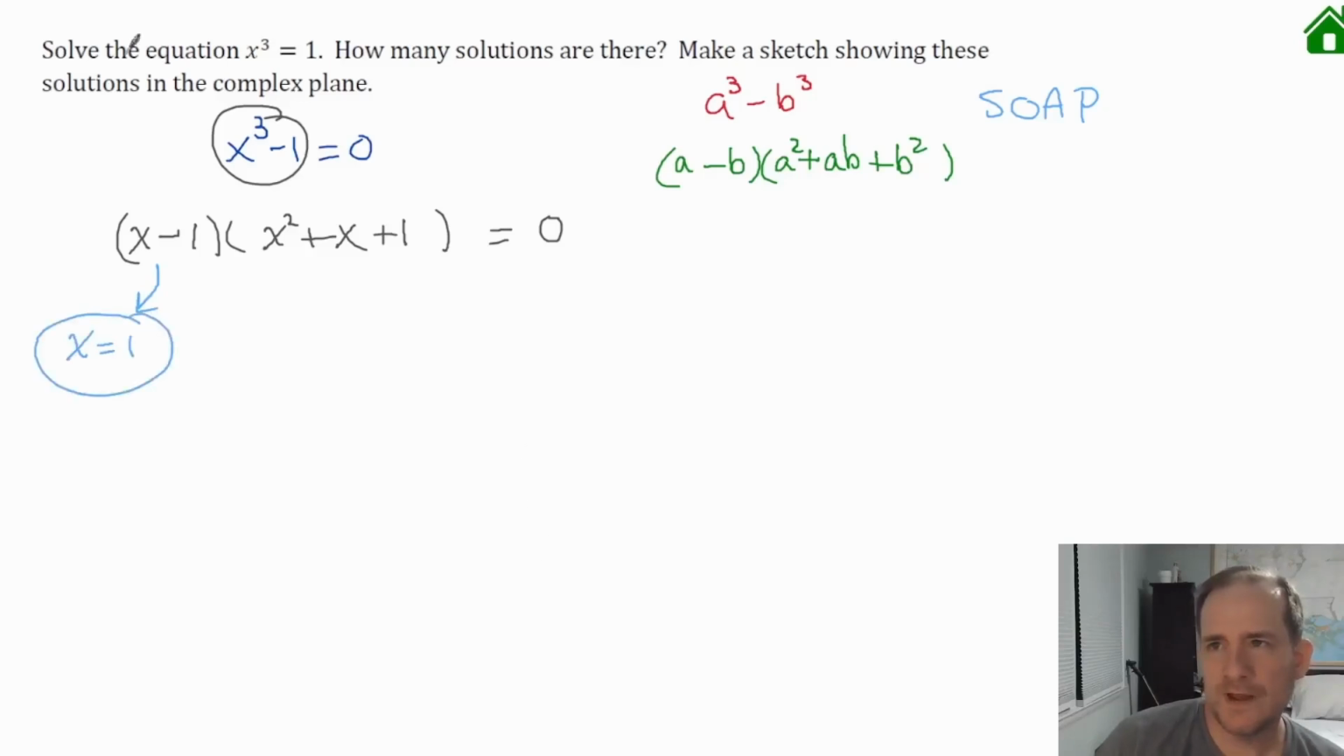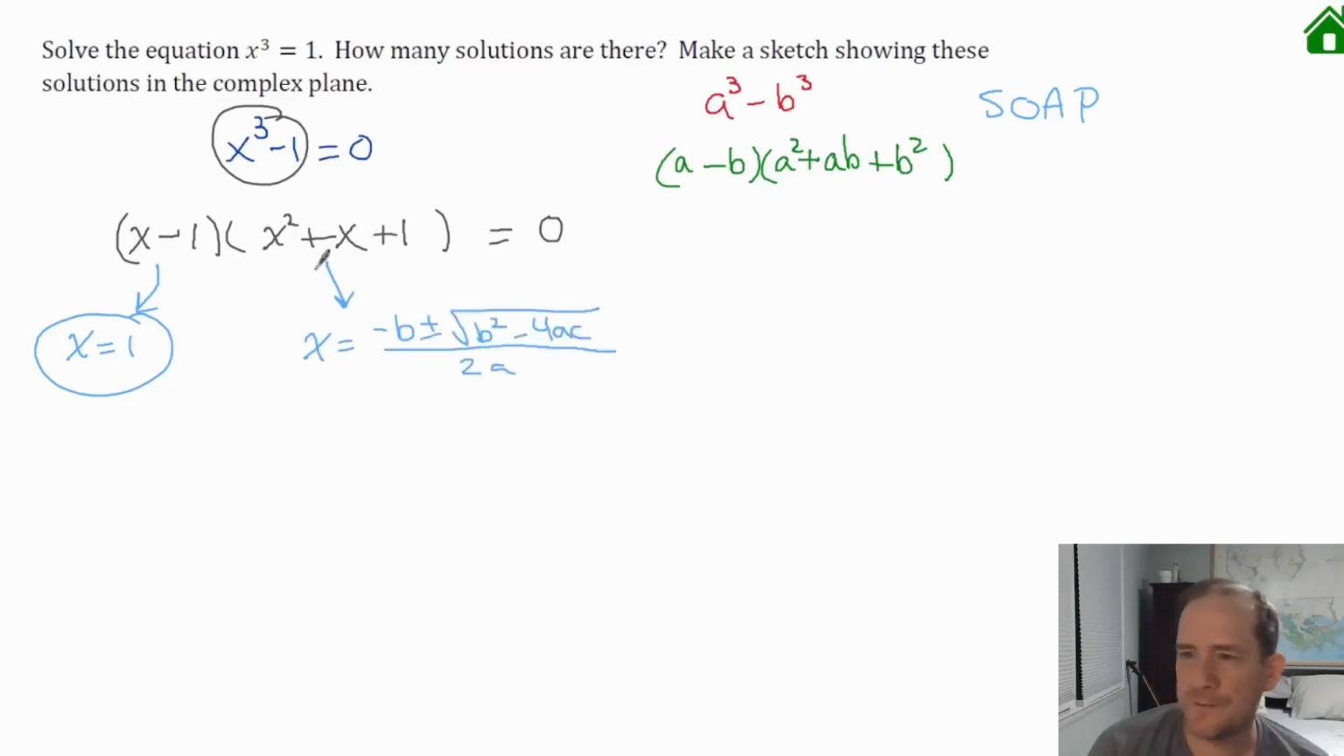But then that quadratic factor is going to give us 2 more, because we have to end up with 3 solutions. So we're going to get 1 that's real and 2 that are complex. And to find those complex solutions, we have to use the quadratic formula. So there you go: x equals negative b plus or minus the square root of b squared minus 4ac, all over 2a. And everything's a 1, right? B is a 1, A is a 1, C is a 1.